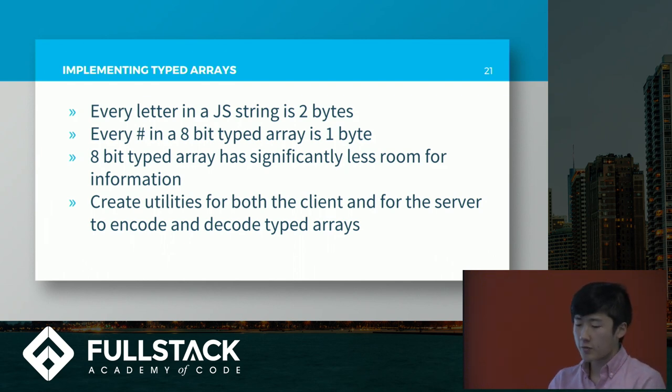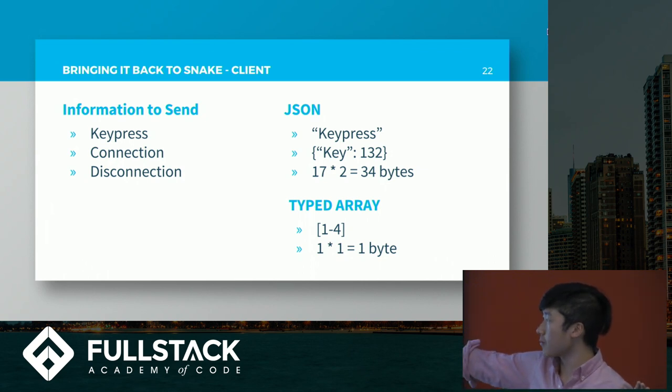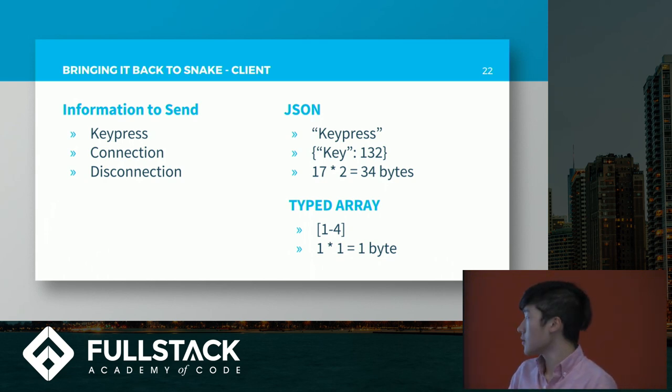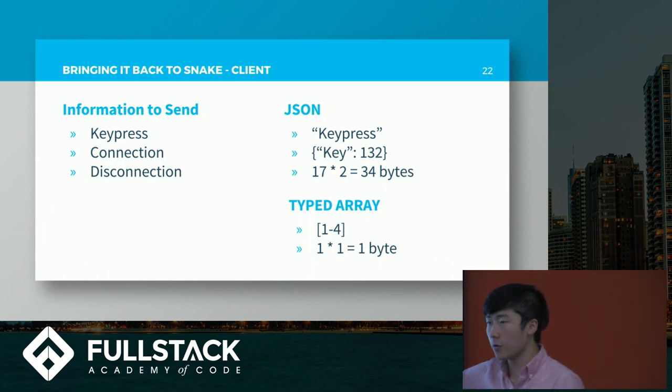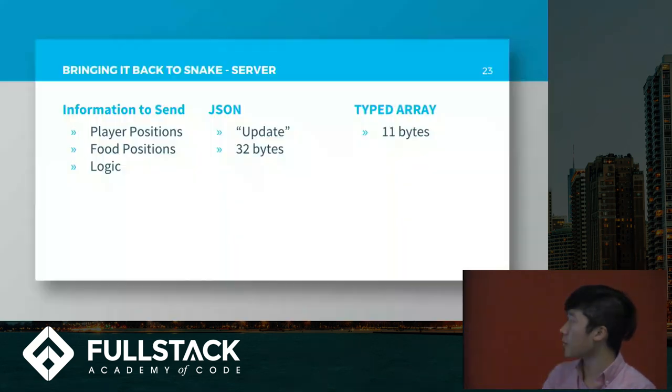Instead, we can create utilities for both the client and the server to encode and decode typed arrays. So here's a sample. If we're bringing it back to Snake, if we're sending information on key press, connection, and disconnect, one way that we do with JSON is by sending an event with the name key press with a JSON that says key 132, which is the right arrow key, and this is 34 bytes. But if we choose to send a typed array and we have a server utility that turns key press 132 into either 1 through 4, with each integer denoting a different direction, then we're just sending a single byte through our WebSocket, which is significantly smaller: 1 byte versus 34.